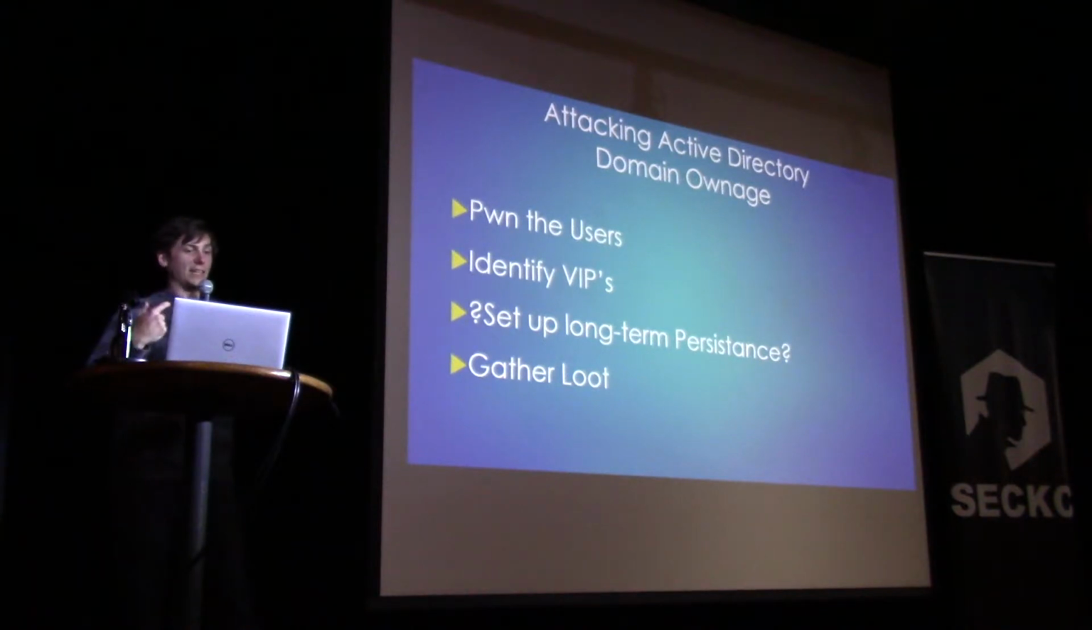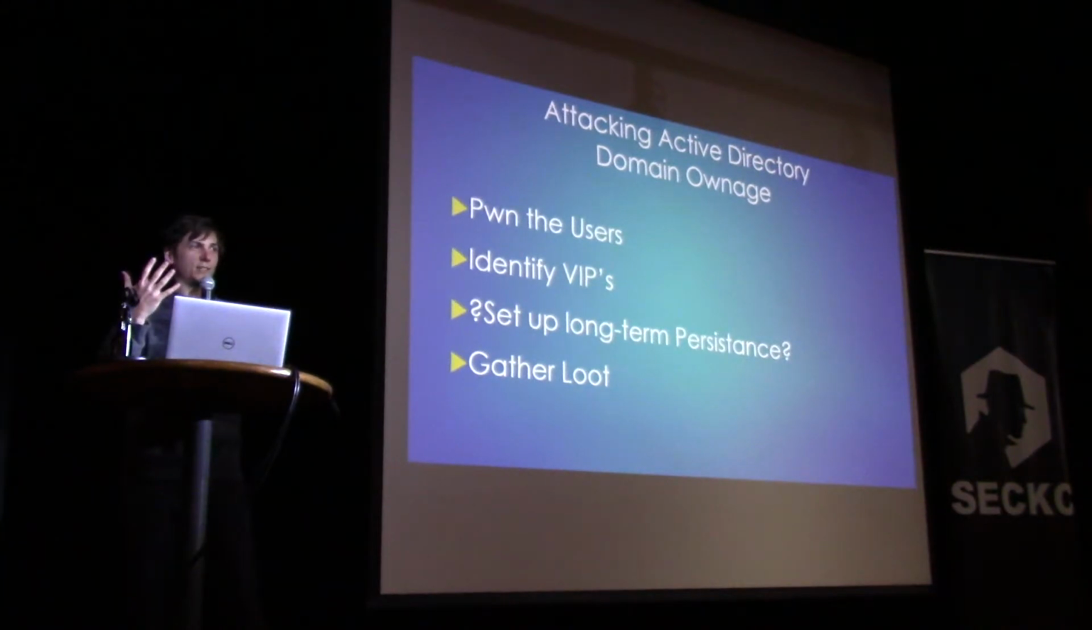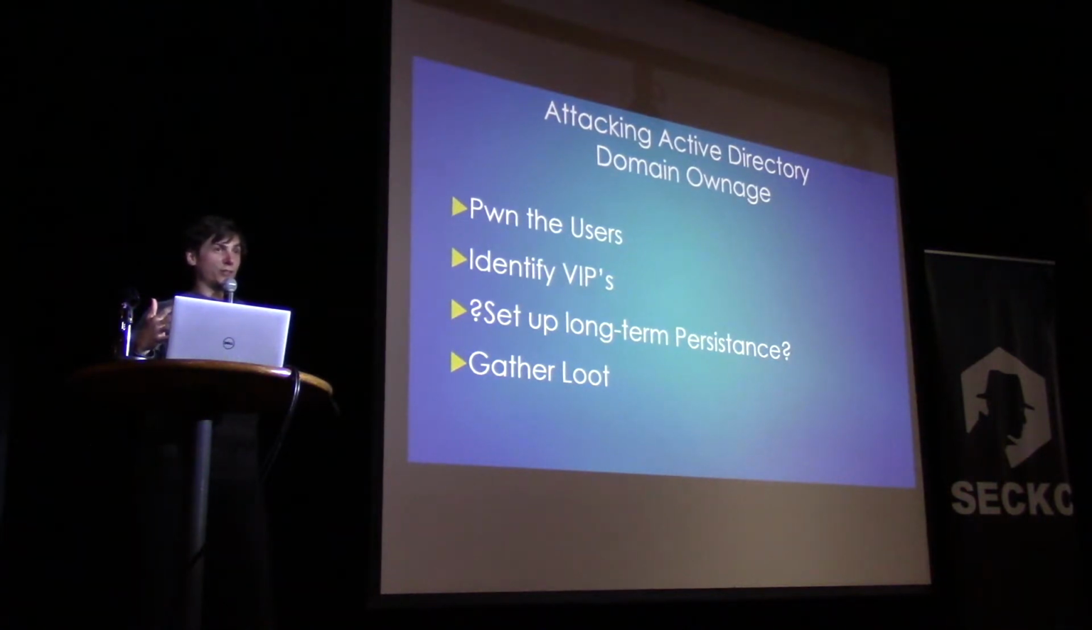So for me, I like to first get in there and own all the users, get that NTDS file, and then identify the VIPs. The fun thing about identifying VIPs is that's where you go after the president of the company and look him up, and then add whatever accounts you have to the CEO's inbox, and then you can pop open his Outlook and look at his emails, and those always make for great presentations when you've got the CEO's most recent email. You might, depending on the type of engagement you're doing, set up long-term persistence.